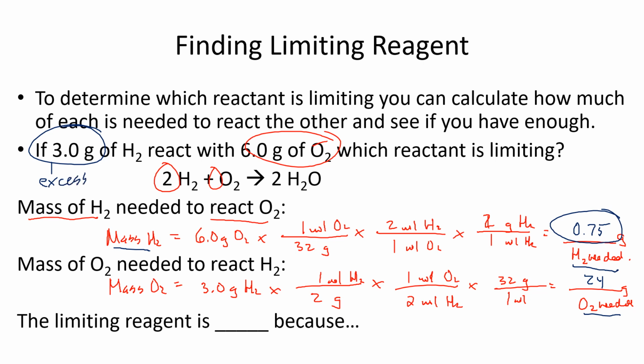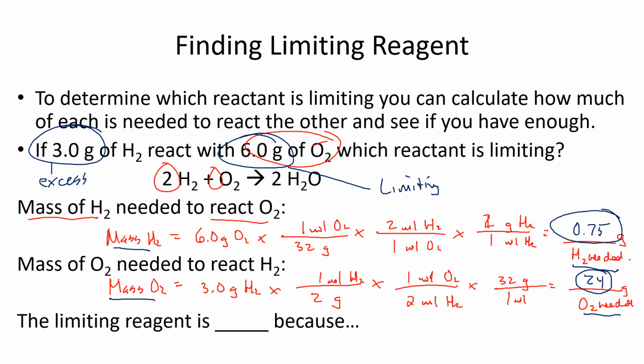And then if we did it the other way, the mass of oxygen worked out, we would need 24 grams of oxygen and we only have 6. So this is limiting. So you can tell with either one of these, so you only really need to do one, and you'd be able to tell whether the other one was limiting.